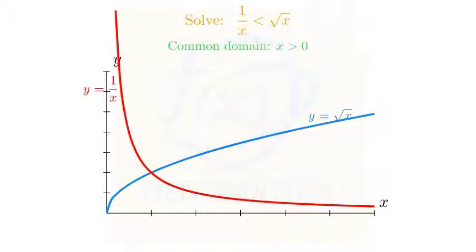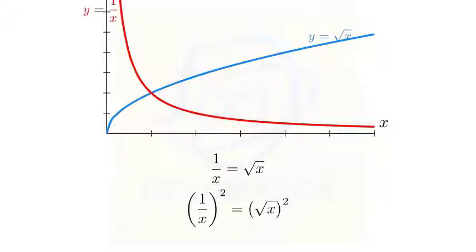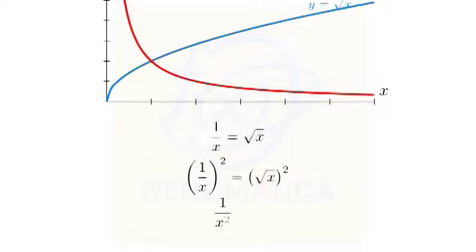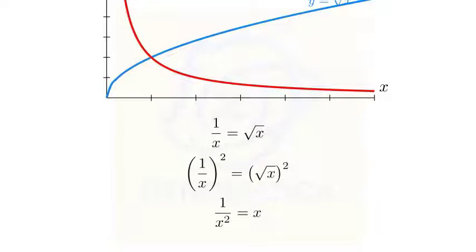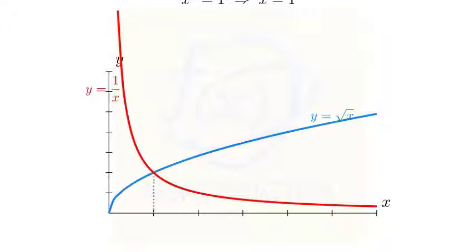To locate where the graphs cross, set the expressions equal. 1 over x equals the square root of x. Square both sides, valid here since both sides are non-negative for x greater than 0. We get 1 over x squared equals x. Multiply both sides by x squared to obtain x cubed equals 1. So x equals 1.